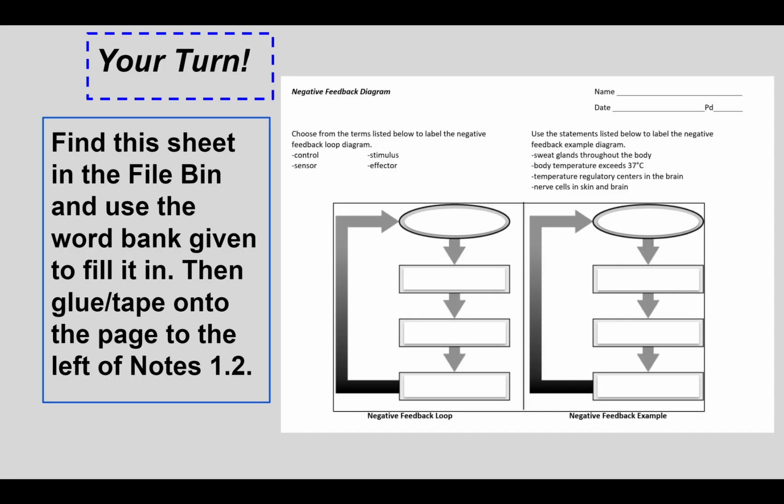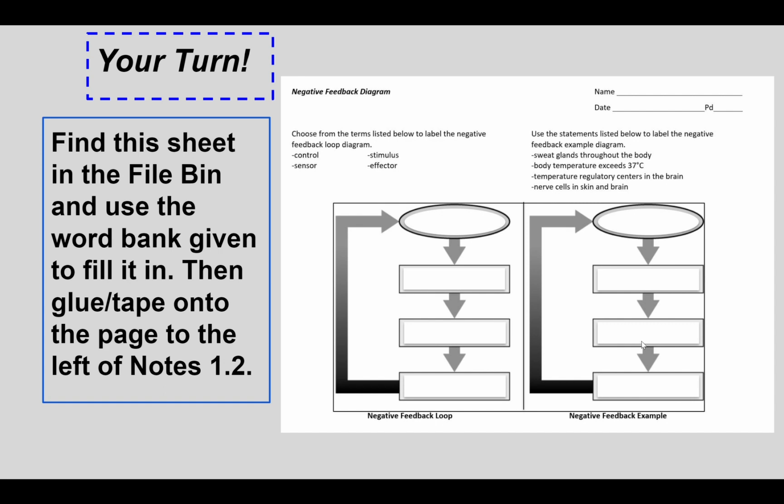So now it's your turn. You're going to find this sheet. From now on, you'll see your turn pages will be in gray. So when you get to that, you'll know. You'll find this sheet in the file bin. The sheet has these word banks. On this half is the loop, so the feedback loop. So you're going to fill in the 4 spots. Here's your word bank based on what we talked about. And then the right side is the same picture, but you have different words. It's a specific example of the different parts of the feedback loop.